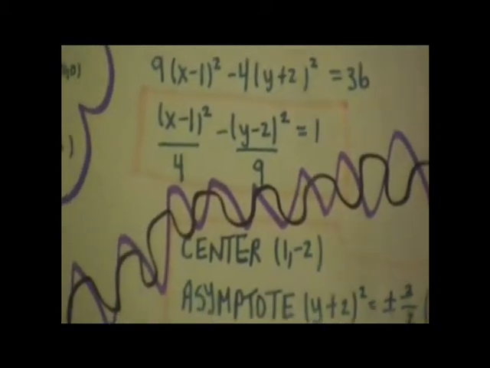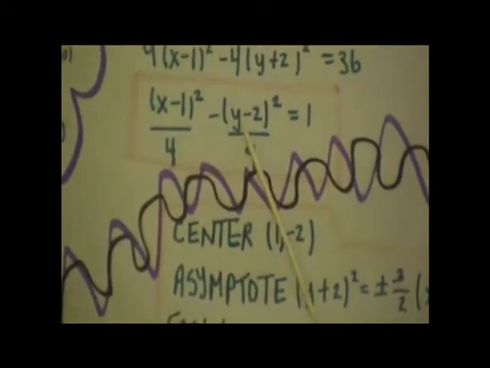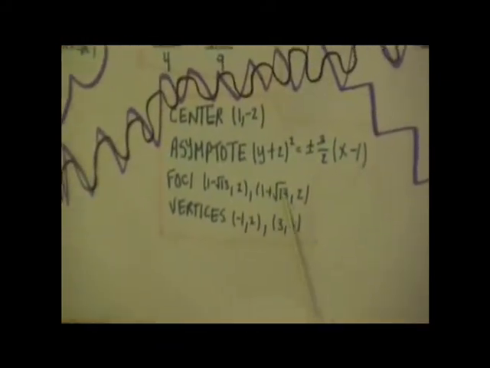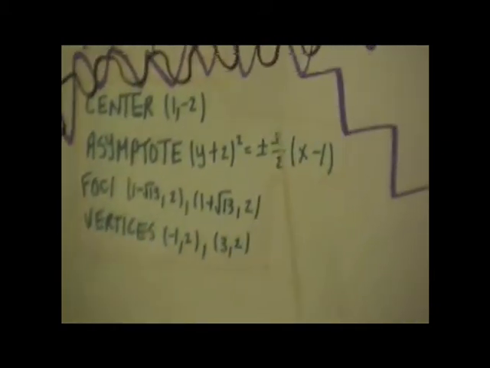Then your answer for the equation shall be x minus 1 squared over 4 minus y plus 2 squared over 9 equals 1. This equation shows you that this will be a horizontal hyperbola. Now for the center, you'll have 1 comma negative 2. For your asymptote is y plus 2 equals plus or minus 3 over 2 times x minus 1. Your foci are 1 minus the square root of 13 comma negative 2, and 1 plus the square root of 13 comma negative 2. Your vertices are negative 1 comma negative 2, and 3 comma negative 2.